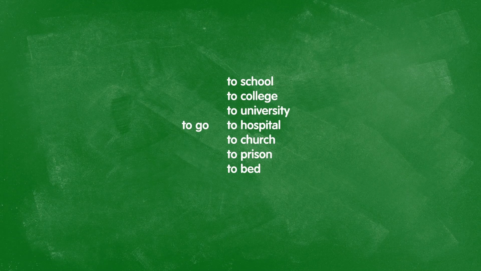Also, be careful with articles in the following expressions. For example, to go to school, to go to college, to go to university, to hospital, to go to church, to go to prison, or to go to bed. We will never use a or an, and if you use the in these phrases, it changes your meaning. It changes the definition of what you say. Because all of these are idiomatic expressions.